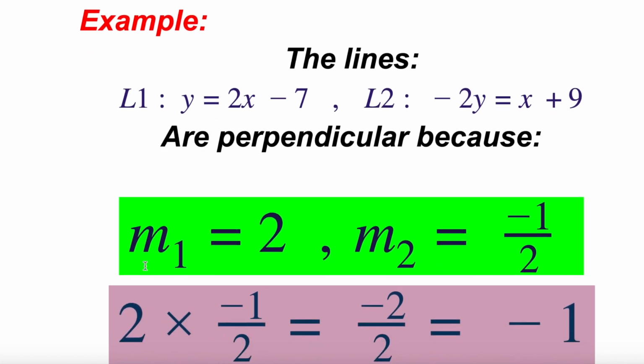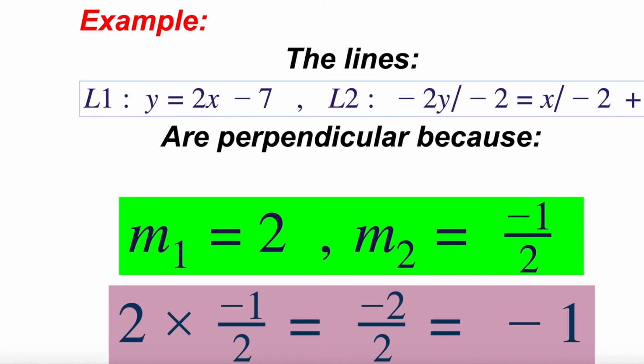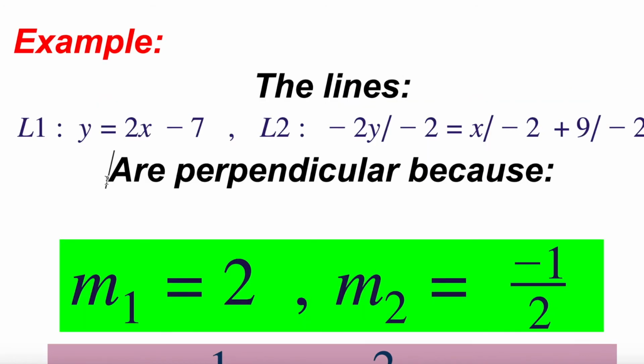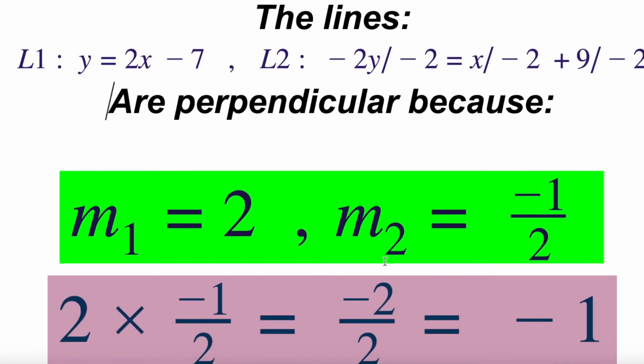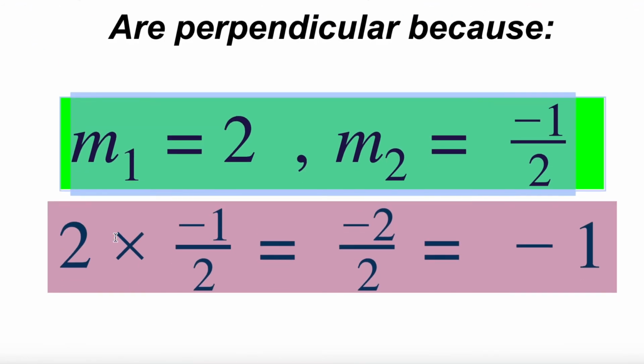Second example, y equals 2x minus 7, negative 2y equals x plus 9. So the first line, the equation of it is ready, so the slope is 2. But the second one, I need to divide by negative 2, right? To leave y alone, or isolate y. So if I divide everything by negative 2, it will be y equals negative 1 over 2 x minus 9 over 2. So negative 1 over 2 is the second slope. If I multiply them by each other, I'm going to get negative 1. So they are perpendicular.